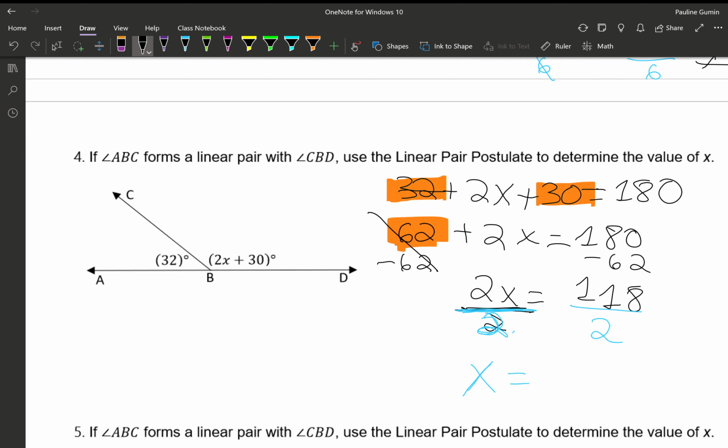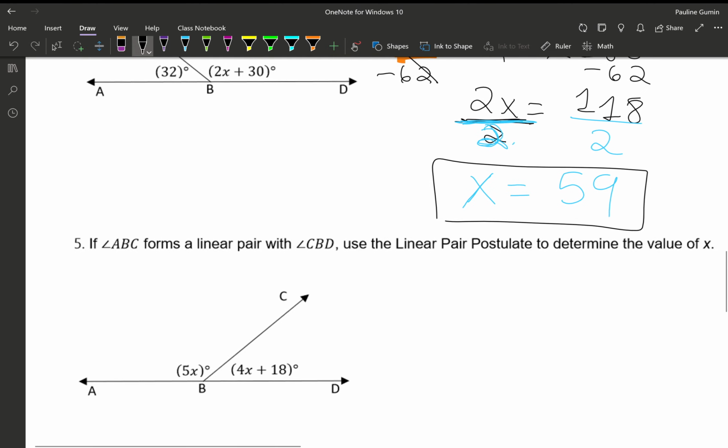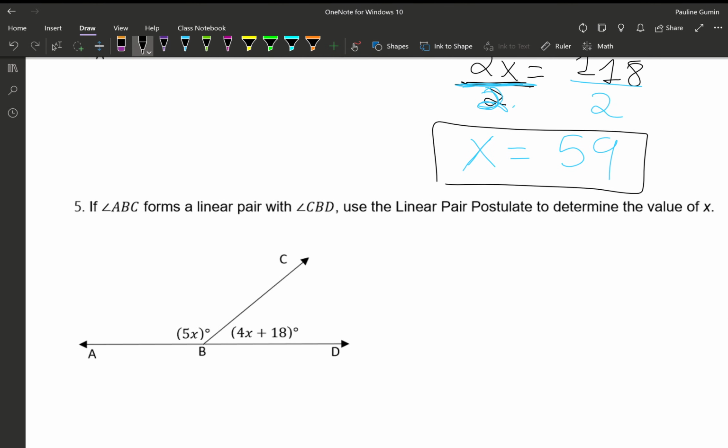It's fine. x equals 59, so we get that after dividing. Let's do the same thing for number 5. Here we have 5x for angle ABC. And if we add it with the angle CBD, which is 4x plus 18, we should get 180.